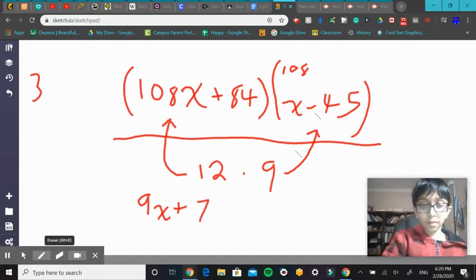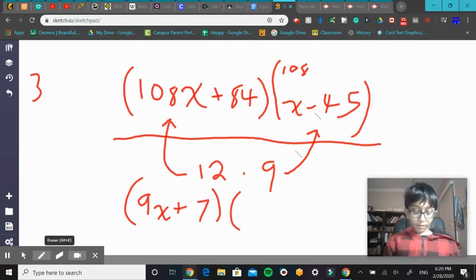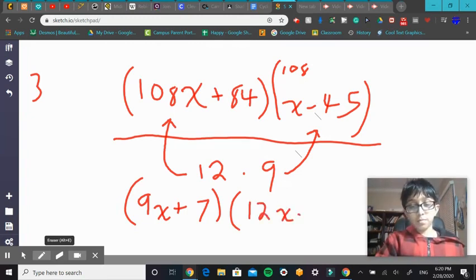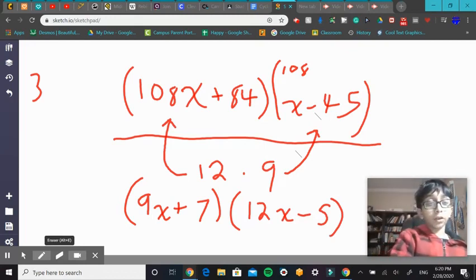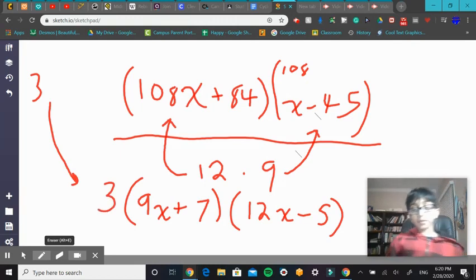So, 108 divided by 12 is 9x plus, what's 84 divided by 12? 7. Boom. Second one, 108 divided by 9 is 12x minus, what's 45 divided by 9? 5. Boom, boom, boom. It looks like we're done, but remember, a friendly 3 has to come back into the expression. After so long, we are done.